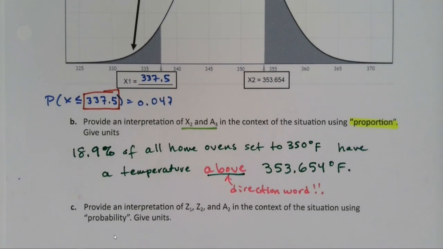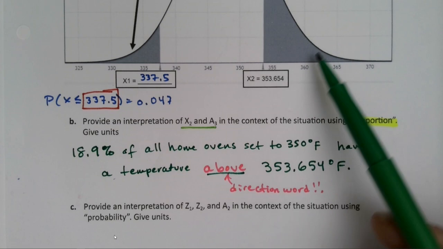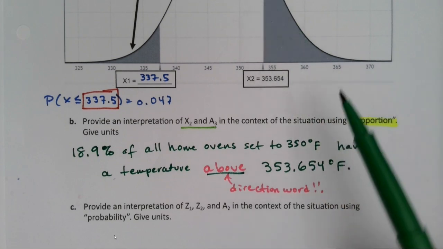Right? So we have to make sure we have our direction word. You can't just say have a temperature of that value. That's not what it is. It's above that value. It's this gray tail over here that you're describing.